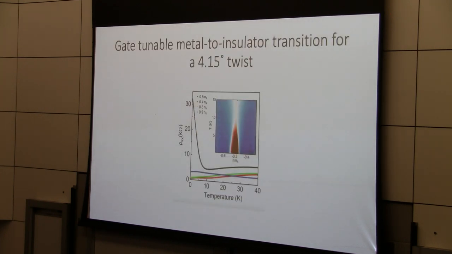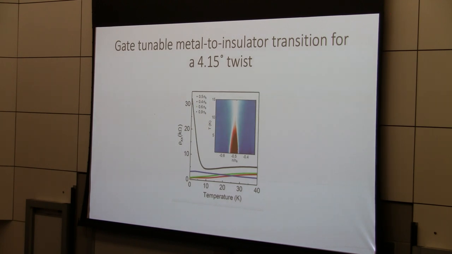And once again, like twisted bilayer graphene, I can simply apply a gate voltage and I can tune through a metal to insulator transition. So if I'm sitting at a density that's away from this half filling point, I measure the resistance as a function of temperature. The thing is a metal, the resistance goes down as a function of temperature. And if I sit exactly at half filling and I come down as a function of temperature, initially the sample is metallic, there's a metal insulator transition around 10 Kelvin, and then it starts to go insulating. So quite nice.